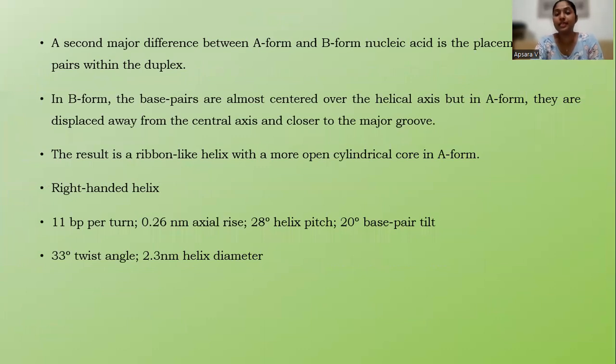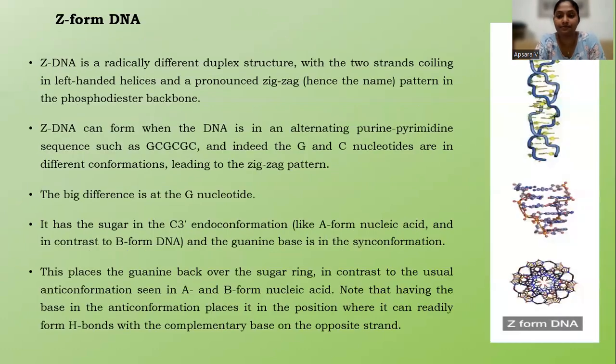Now, the next major difference between A form and B form nucleic acid is the placement of base pairs within the duplex. In B form, the base pairs are almost centered over the helical axis, but in A form, they're displaced a little away from the central axis and mostly closer to the major groove. The result is a ribbon-like helix with a more open cylindrical core in A form. It is again a right-handed helix, and instead of 10 base pairs per turn, we have 1 extra. So it is 11 base pairs per turn and 0.26 nanometer axial rise, 28-degree helix pitch, 20-degree base pair tilt, 33-degree twist angle, and 2.3 nanometer helix diameter.